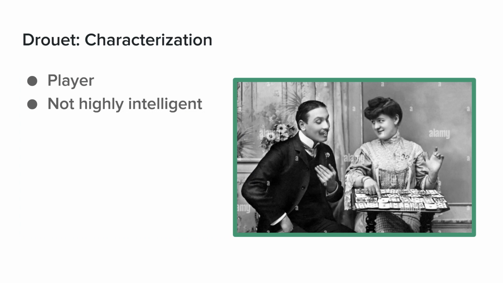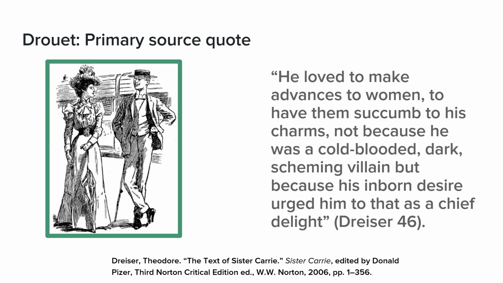Drouet can be characterized as a flirt. As put by Professor Phyllis, quote, "In today's terms, Drouet would be called a fuckboy." He is also a bit dim, as contrasted by the clever Hurstwood. "He loved to make advances to women, to have them succumb to his charms, not because he was a cold-blooded, dark, scheming villain, but because his inborn desire urged him to that as a chief delight."